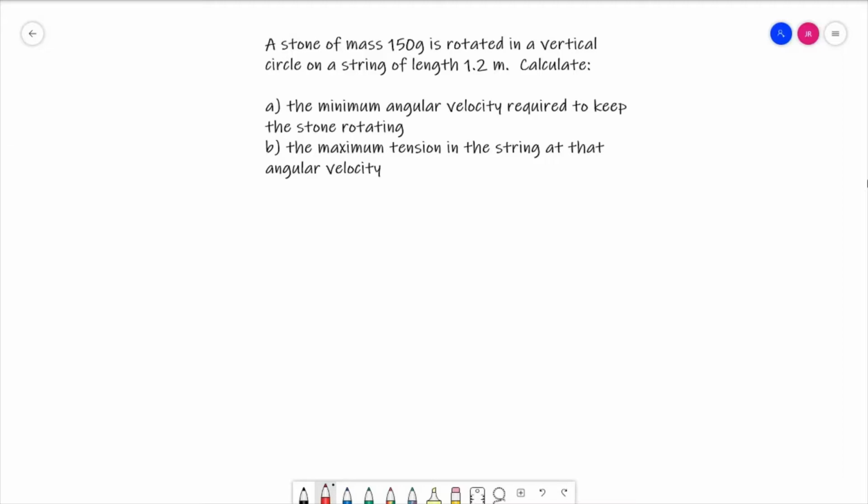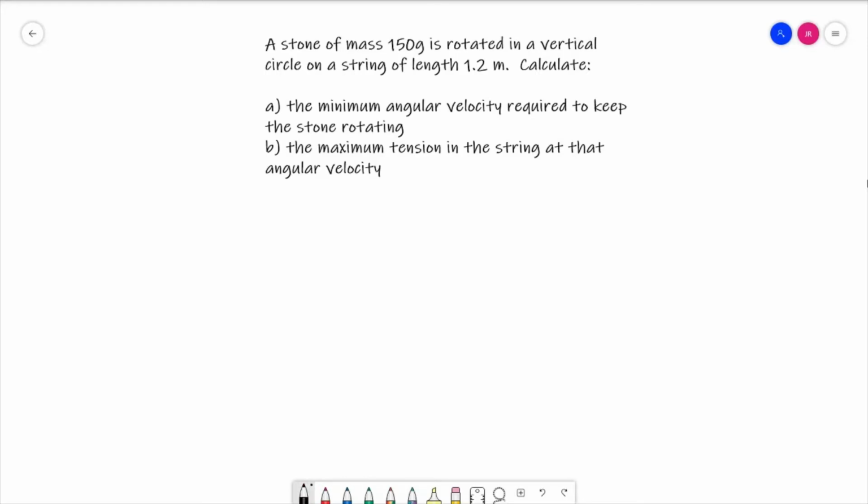So now let's have a look at an example. A stone of mass 150 grams is rotated in a vertical circle on a string of length 1.2 meters. Calculate the minimum angular velocity required to keep the stone rotating and the maximum tension in the string at that angular velocity. So in other words, taking the angular velocity that you've calculated in A and working out what the maximum tension in the string will be. As usual, pause the video, have a go yourself, and come back and carry on the video as soon as you think you've got an answer.